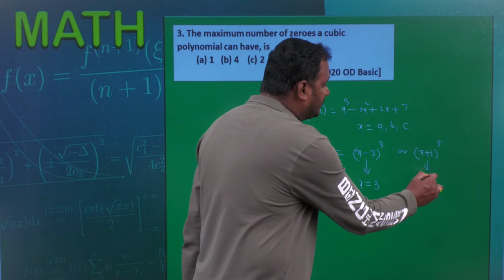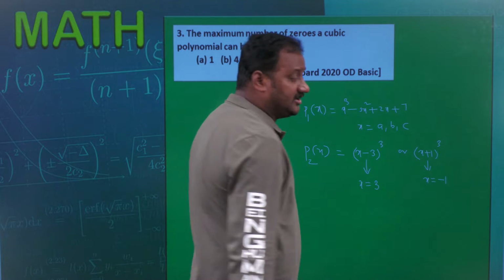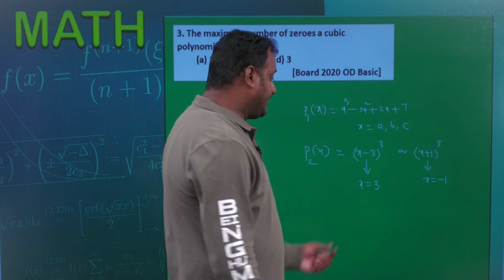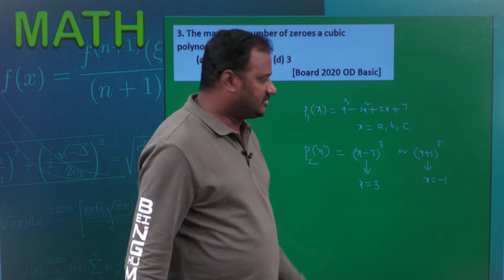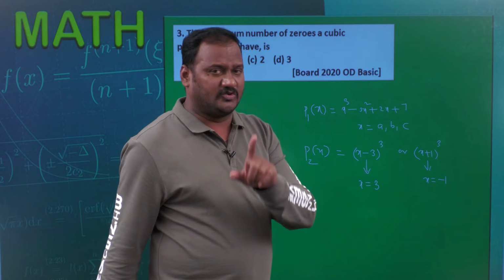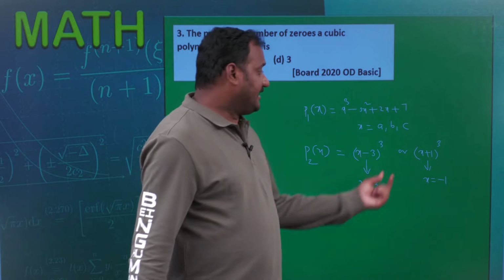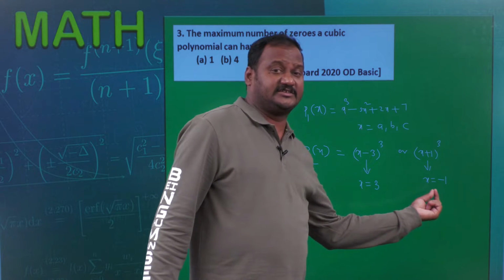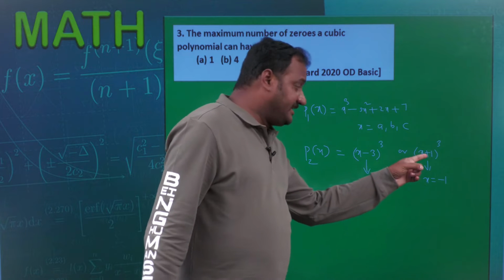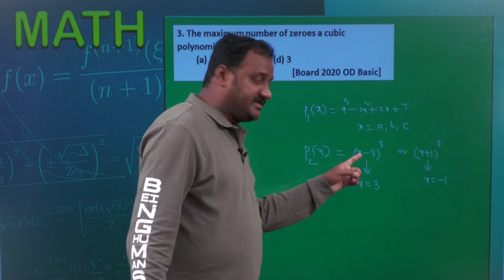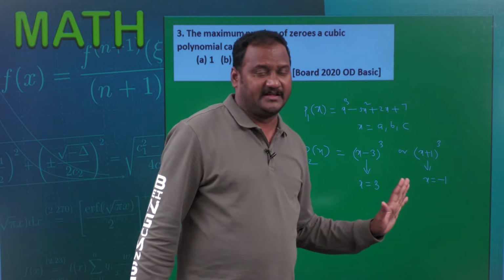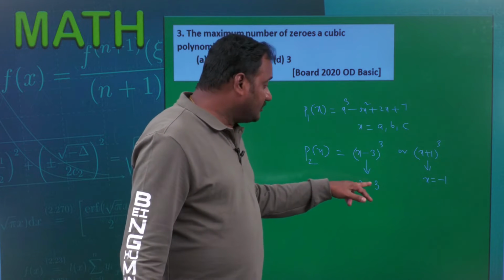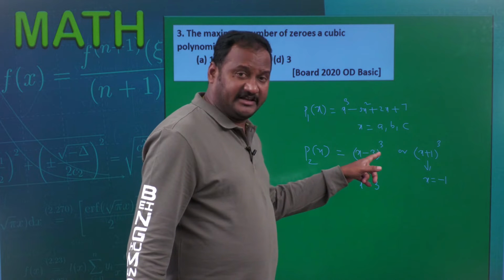And this is 0 only when x is equal to minus 1. So, what does it mean? If you take x is equal to 3, then x minus 3 will be 0, and 0 cube is equal to 0. So, x minus 3 whole cube is 0 only when x is equal to 3. X plus 1 whole cube is equal to 0 when x is equal to minus 1. It is a third degree polynomial, it is also a third degree polynomial, but the zeros are 3 and minus 1 only. So, here there is only 1 zero, though it is a third degree polynomial.